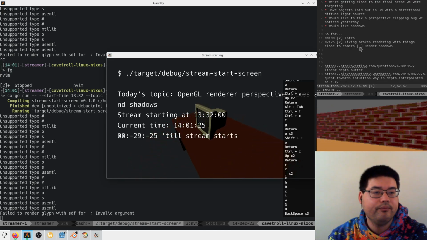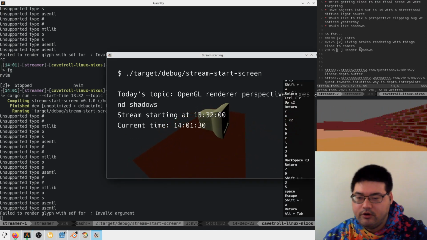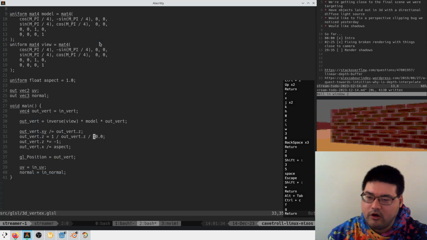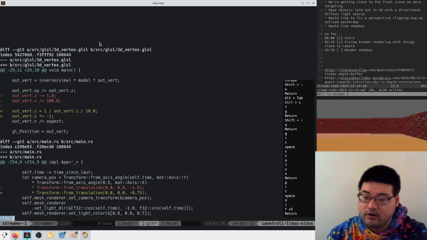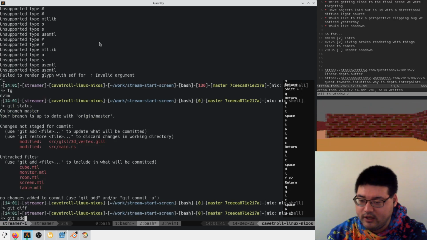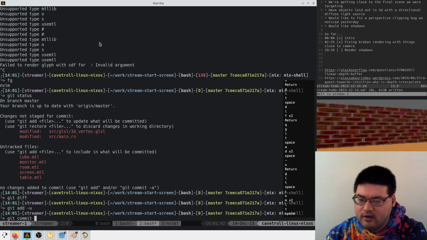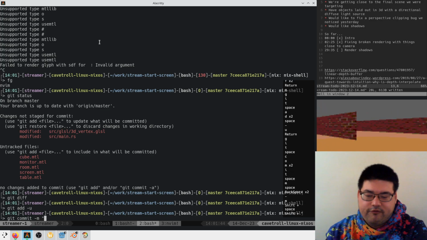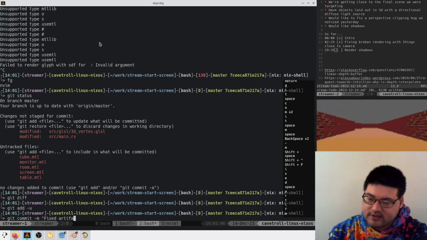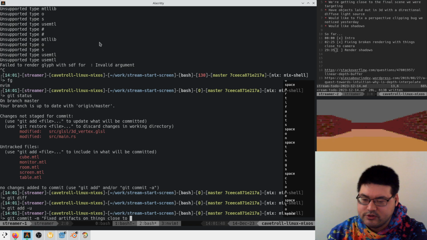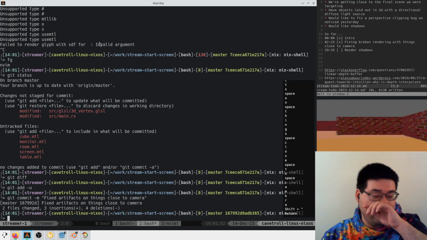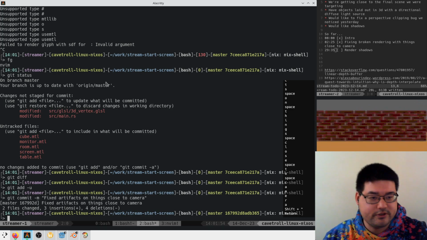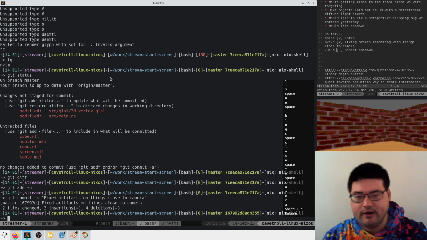Okay. So I guess before we call that a day, let's just git status, git diff, and say git add -u and say we fixed artifacts on things close to camera. And we will write a better commit message for that later. But for now, that's good enough, just so that I have it chunked in my head.